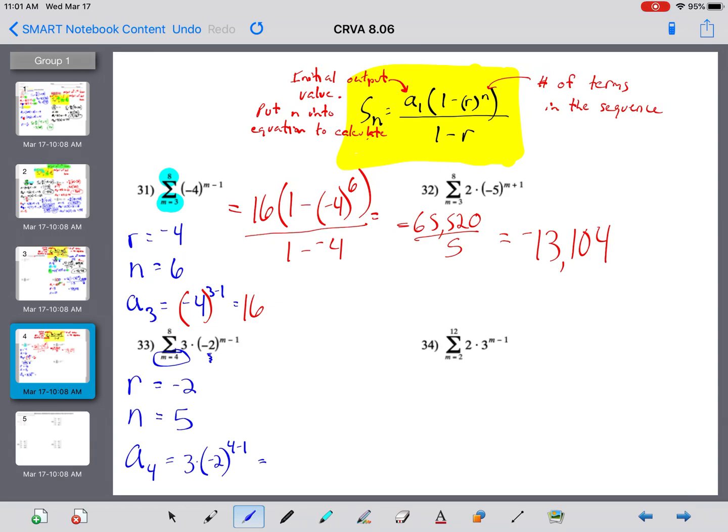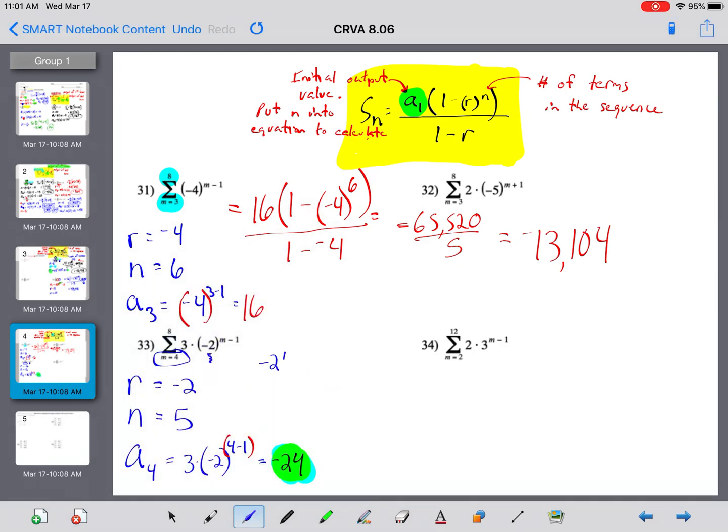So I'm going to do 3 times negative 2 to the 4 minus 1. You can just punch that all into your calculator. Depending on the calculator you're using, you might have to use parentheses around that 4 minus 1. But if you know that the 4 minus 1 is all up in the exponential level, then you don't need to. My calculator doesn't have that, so I need to tell it that. 3 times negative 2 to the 4 minus 1. You get negative 24. So negative 24 is going in for my initial value.